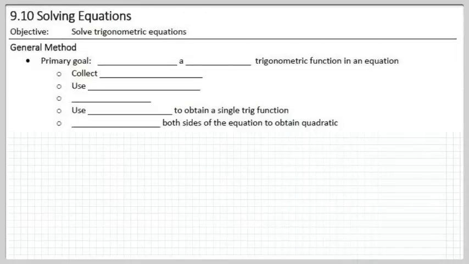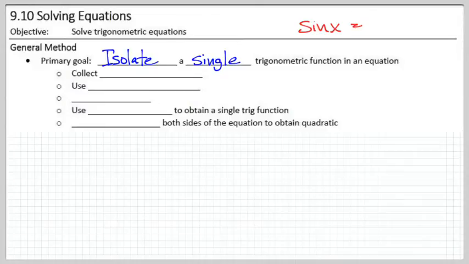Hello class, in this lesson we're going to be learning how to solve trigonometry equations. The primary goal whenever we solve a trigonometry equation is to try to isolate a single function on one side of the equation. Get something like this: sine x is equal to 1/2 or something like that. And we could figure this out once we get it down to this point. So it's a bunch of manipulation that we have to do.